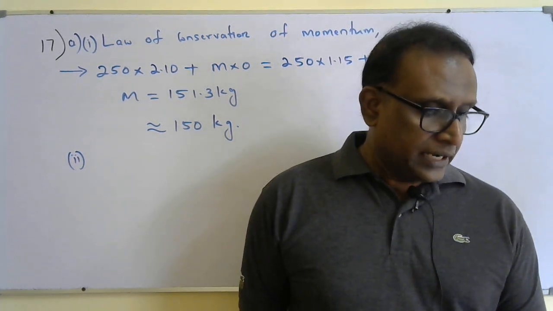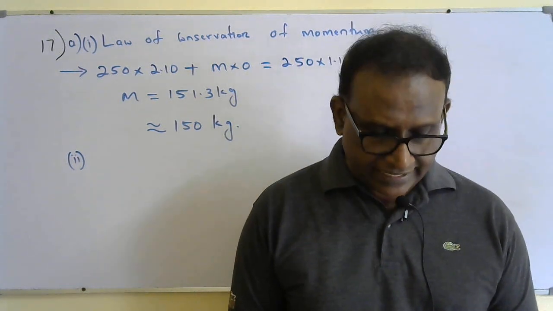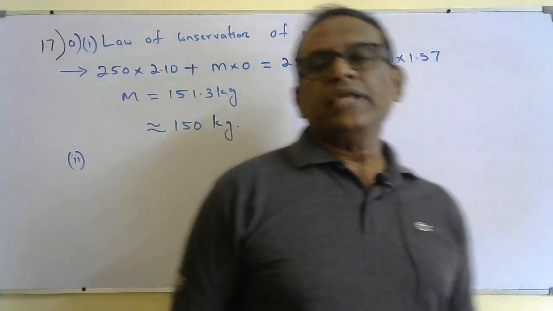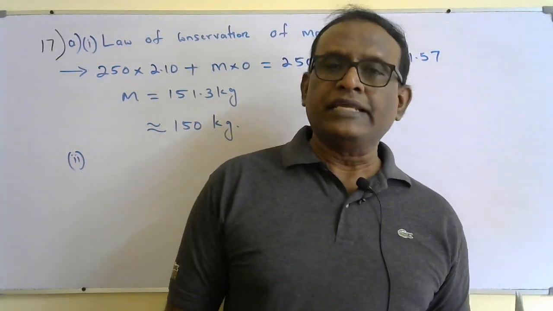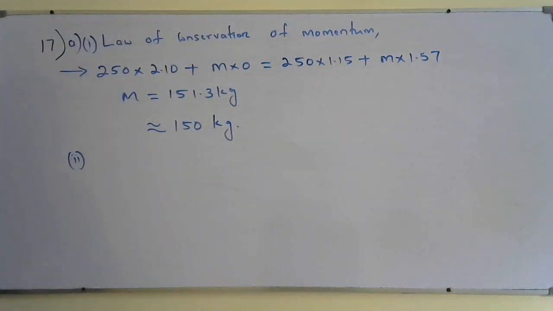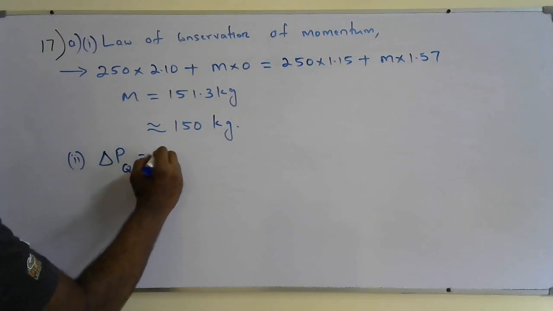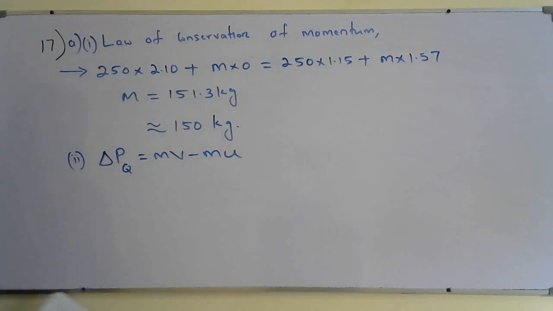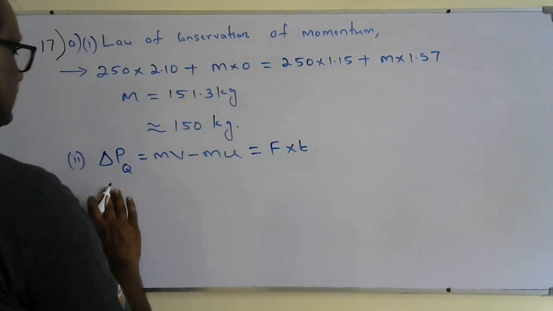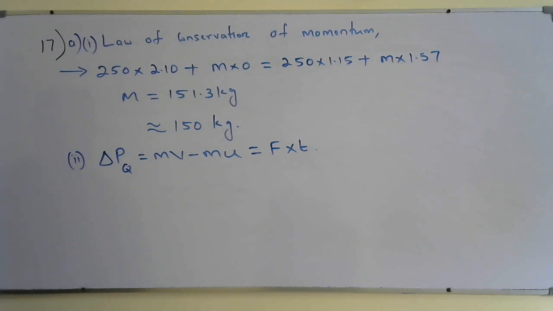Right. A part, third part: the collision lasted a total time of 1.35 seconds. Calculate the average horizontal force on Q during the collision. So we know the force exerted by P on Q will be equal to the force exerted by Q on P. So for one of them, I can use the change in momentum. So the change in momentum of Q, delta P, is equal to mv minus mu. That is equal to F into T. The change in momentum, mv minus mu, is equal to the impulse, force into time. The equation is given in the data sheet.